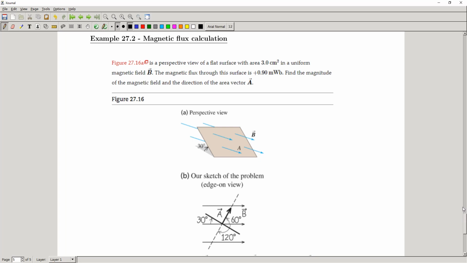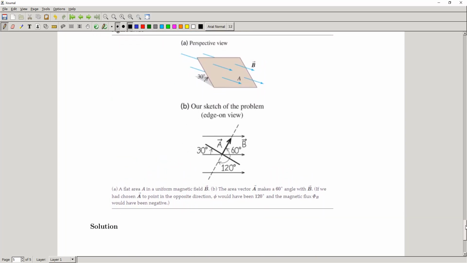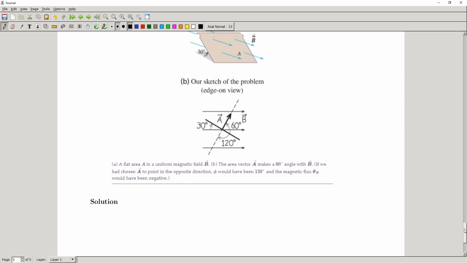So what do we want? We want B, and we want the direction of A. So we want B the scalar. We just want the magnitude of our magnetic field. So we'll be able to get, and I kind of want to keep the drawings on the page, so I guess I'll move down here.